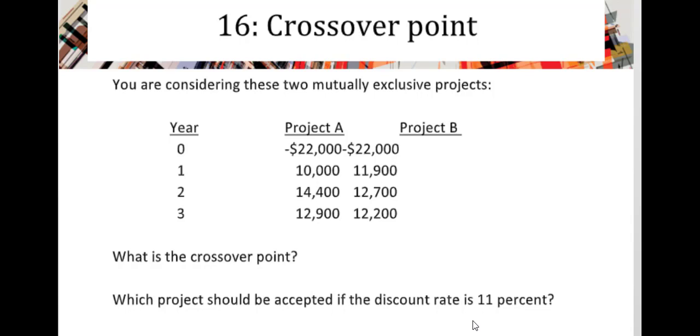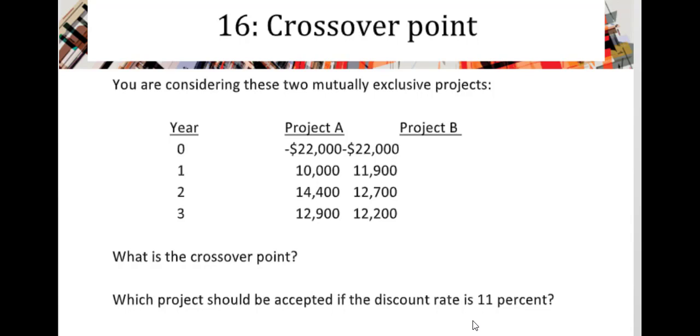You should also know that one project is preferred at a discount rate below the crossover point, while the opposite project is preferred when the discount rate exceeds the crossover point. So the crossover point is a point at which the NPV of project A and the NPV of project B will be equal. One project will be accepted at a discount rate below the crossover point, and the other project will be accepted at a rate above the crossover point. Of course, the decision rules remain the same. You should never accept a project unless its NPV is positive.